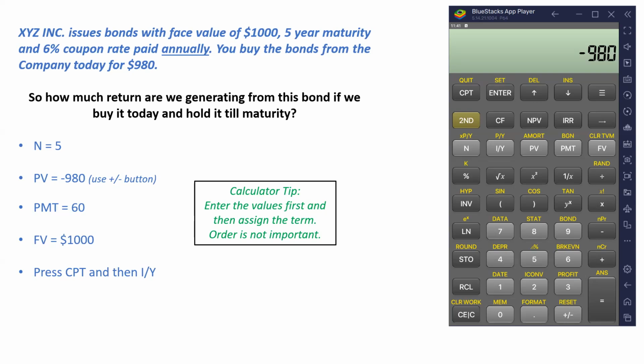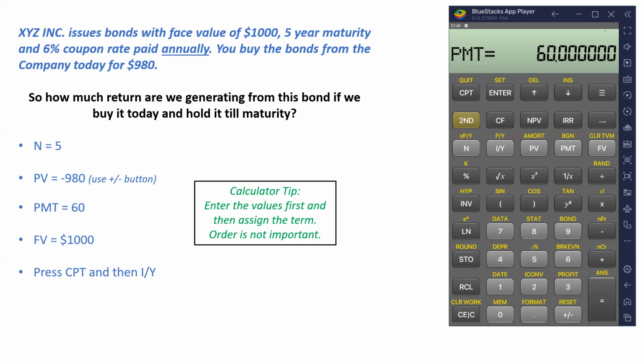Now, what is this minus 980? We have to tell the calculator it is the present value. So then press PV. So in the screen, you will see PV is equal to minus 980. Next, we are going to enter 60. And this 60 is your PMT, the periodic interest that you are going to receive.